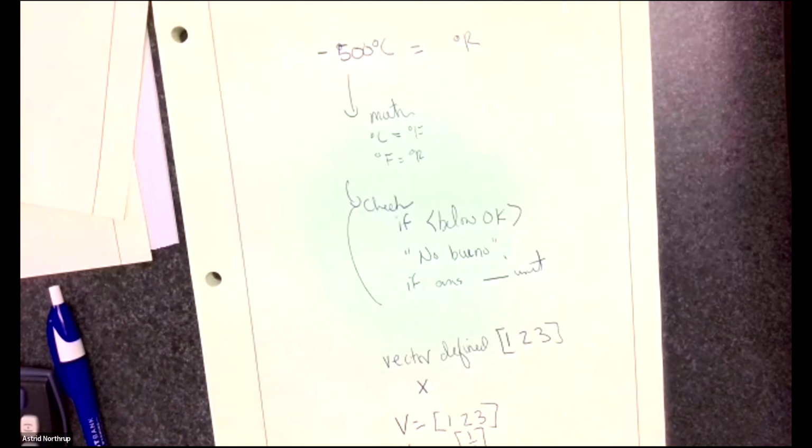When I multiply V flip by V, I get that matrix. 1 times 1, 2 times 2, 3 times 3. It looks like a times table. When I multiply V times V flip, I get 14.